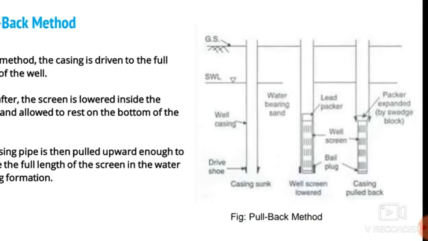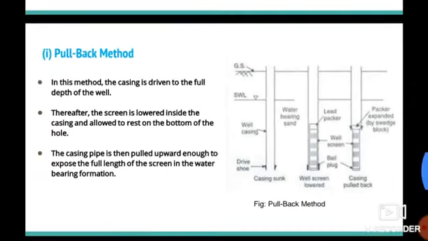We are putting, after placing the well casing, we will then put the well screen inside the casing, and then we will pull back the casing. There is casing outside the well screen, so we'll pull back the casing. At that time, there is a packer, a swedge block at the top of this well screen, so that swedge block will be opened and fitted to the well casing. So that is happening in the pull back method.